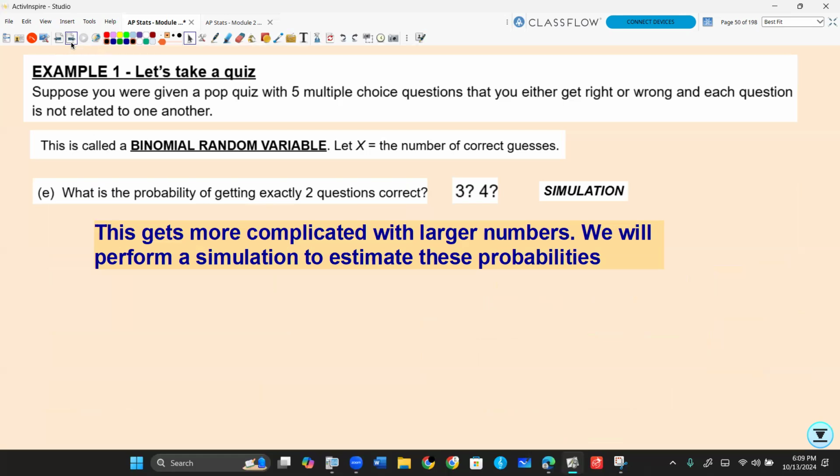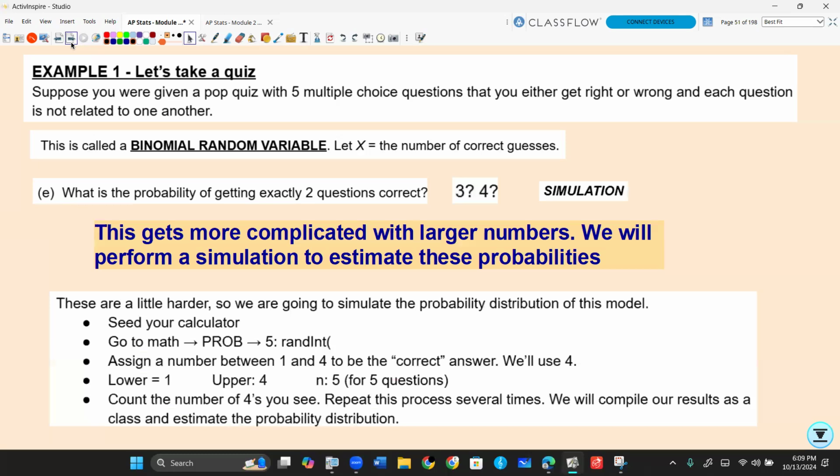So the first thing you're going to want to do is set your calculator correctly. We're going to go to our math menu. We're going to seed our calculator first. Then we're going to go to our math menu and go to prob, and pick a random integer. Now we want to simulate a 25% probability, so I'm going to assign the numbers between 1 and 4, with 4 being the correct answer. You could really choose any correct answer you want, but 4 is going to be my correct answer here. My lower bound is 1, my upper bound is 4. I'm going to select 5 questions to simulate a 5-question quiz, and we're going to count how many 4s we get. We're going to repeat this process several times.